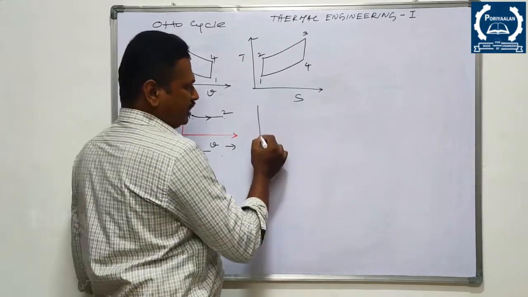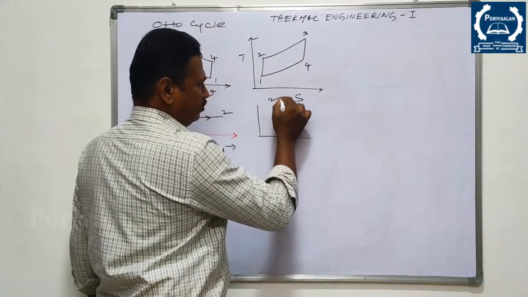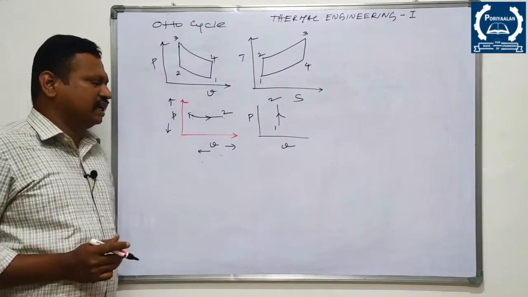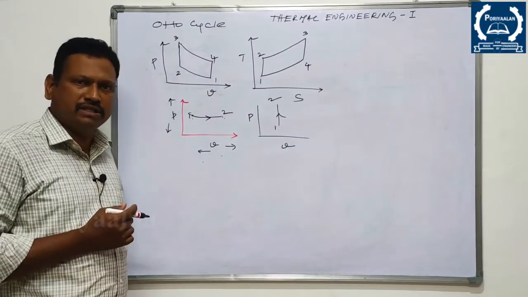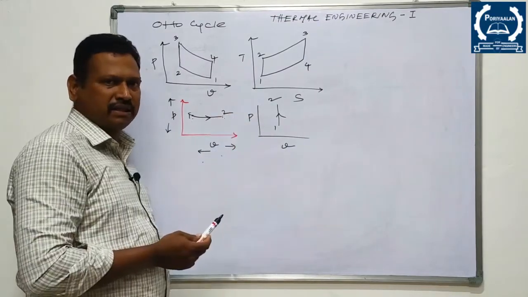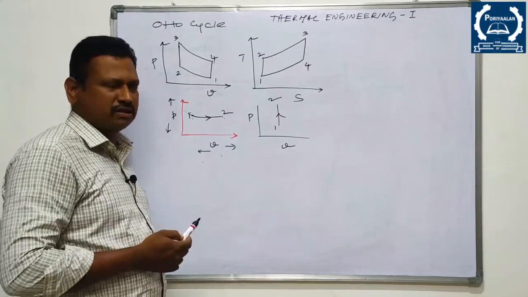So let us take another example. 1 to 2, same PV. Whereas in this case, there won't be any change in volume. There won't be any change in volume. But there is an increase in pressure. So this process is known as constant volume process.